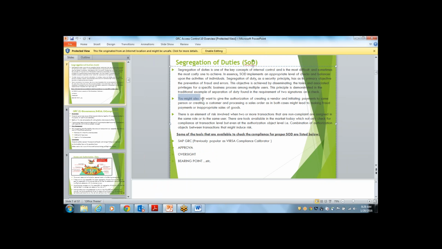If you see a few examples, you might not want to give authorization of creating a vendor and initiating payments to the same person, or creating a customer and processing a sales order, as in both cases it might lead to fraudulent payments or inappropriate sales of goods. If the same person has access to create a vendor and initiate payments, that is definitely a risk. That's the reason the user should not have both transaction codes. So that needs to be identified. How can you identify it?